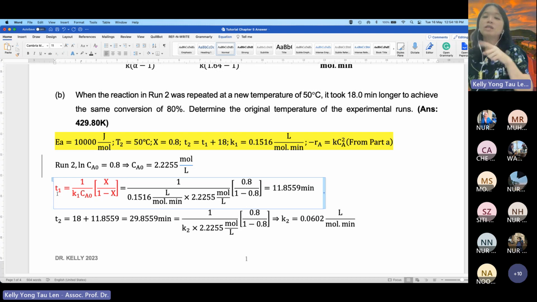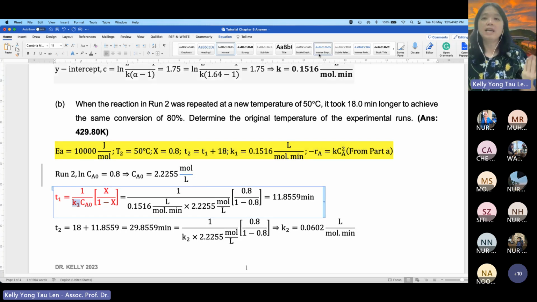Kalau kamu get confused, t kecil tu means time, T besar means temperature. Okay, because sometimes I put in symbol, I scared you got confused. t kecil refers to reaction time, tau refer to residence time, T besar refers to temperature. So this t1 ni refers to reaction time lah pada suhu asal. So 1 per k1. So k1 tadi yang kita dapat daripada part A, k pada suhu asal.